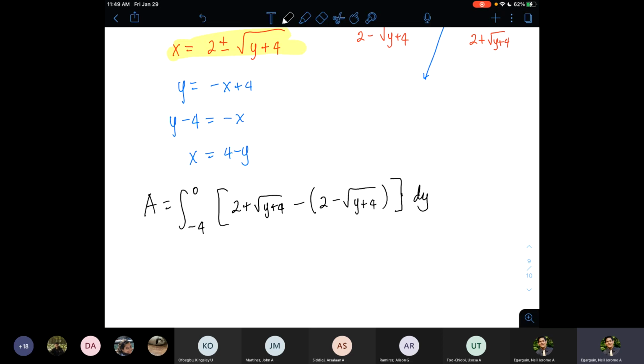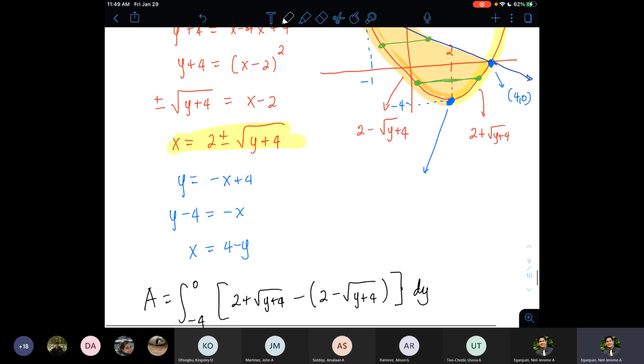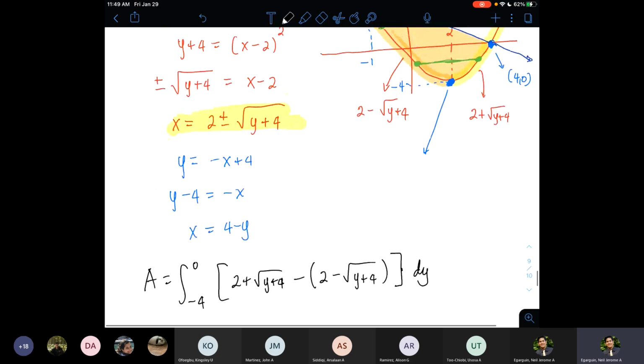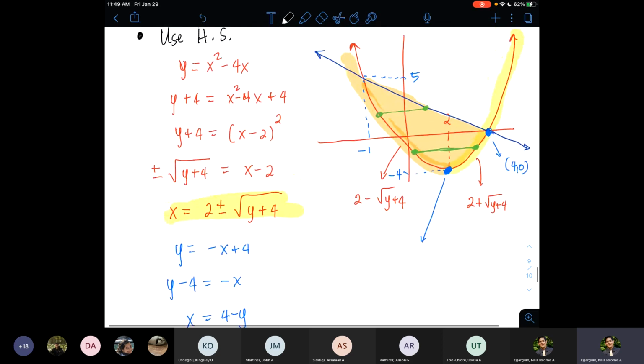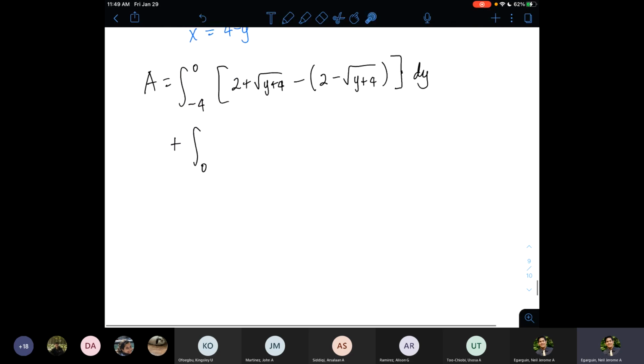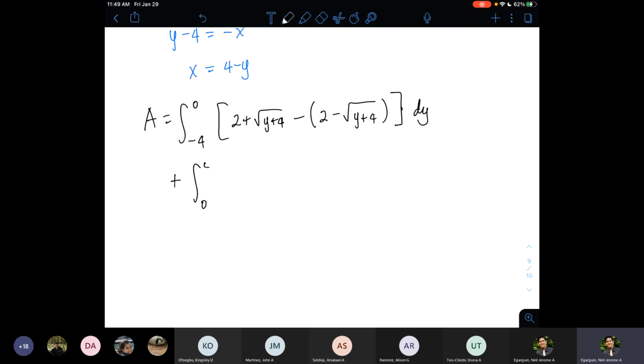And note that they won't cancel each other out, because when you distribute it, it will be what? Twice the root of y plus 4, right? Which makes sense because it would be symmetric with respect to the vertex. So what you could have done is just compute half of the area, then multiply it by 2. But anyway, the last portion would be from 0 until, what's the ending y value? The region stops at y equals 5. So that would be my upper bound.